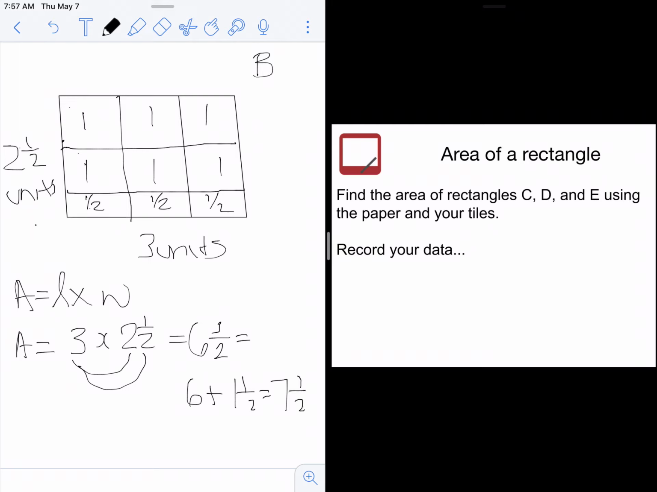And if you look here, we have 1 unit, 2 units, 3, 4, 5, 6. A half plus a half equals 1 whole, and then we have the half left. So 1, 2, 3, 4, 5, 6, 7, and then a half left.